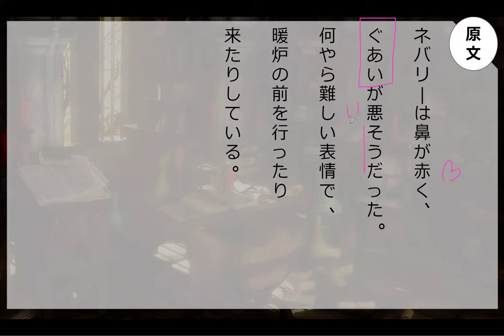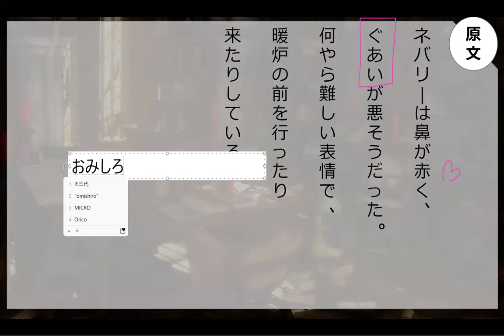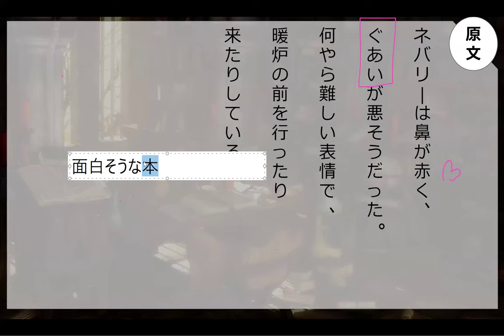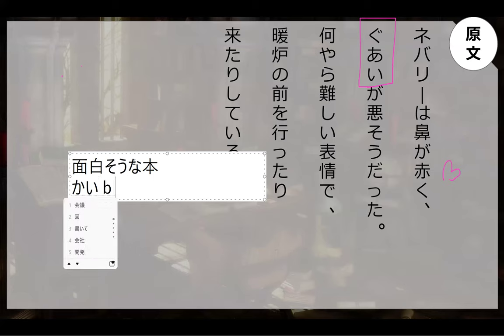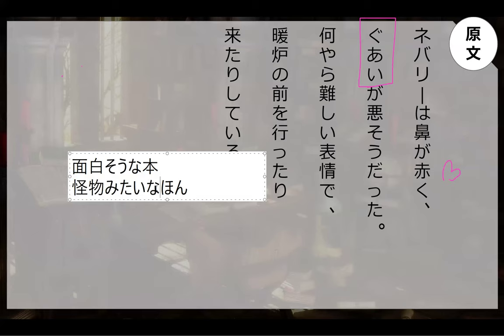So when you drop the i, sou is used when you're making an observation off of something. Right? Like omoshirosou na hon is a book that looks interesting, but we don't know if it's actually interesting. We didn't read it yet. The difference between this and mitai is they're very, very different. You cannot swap one for the other. Omoshirosou na hon. This is a book that looks interesting, right? Versus kaibutsu mitai na hon, a book that looks like a monster.